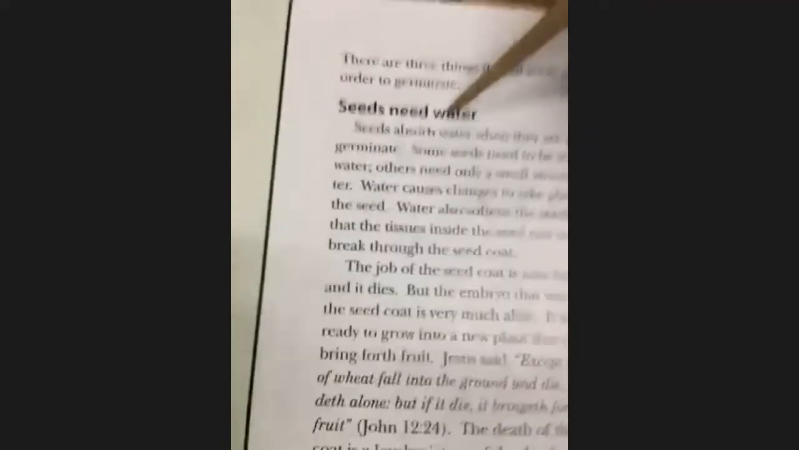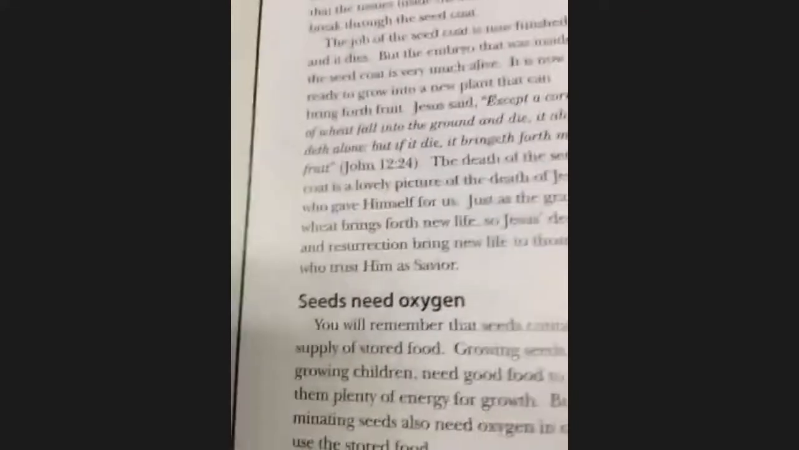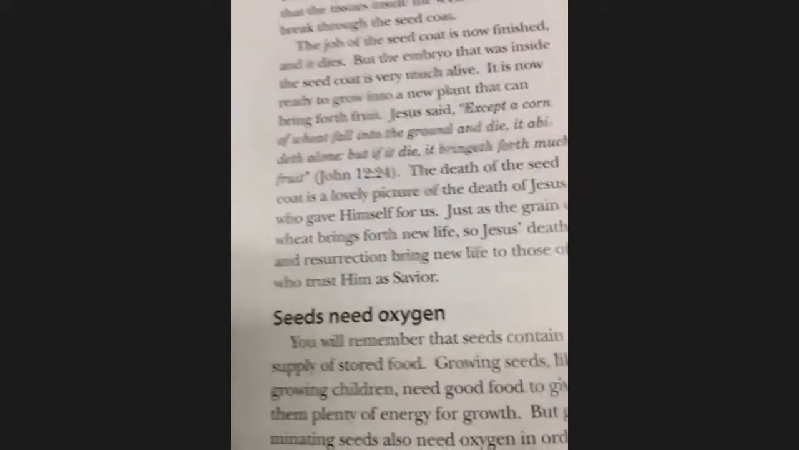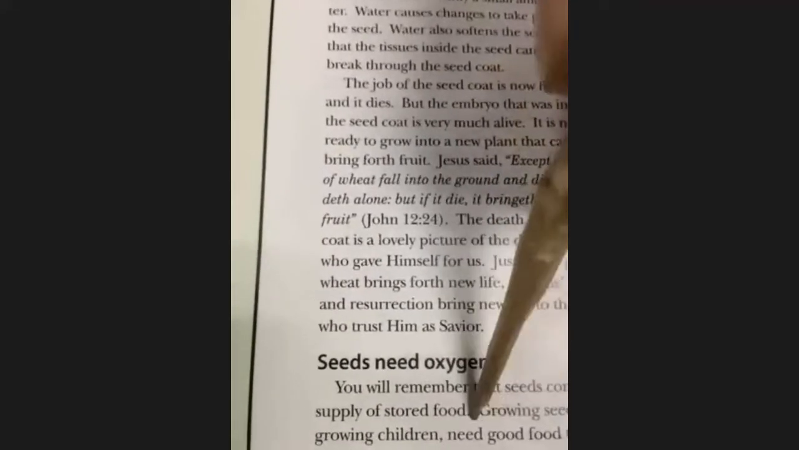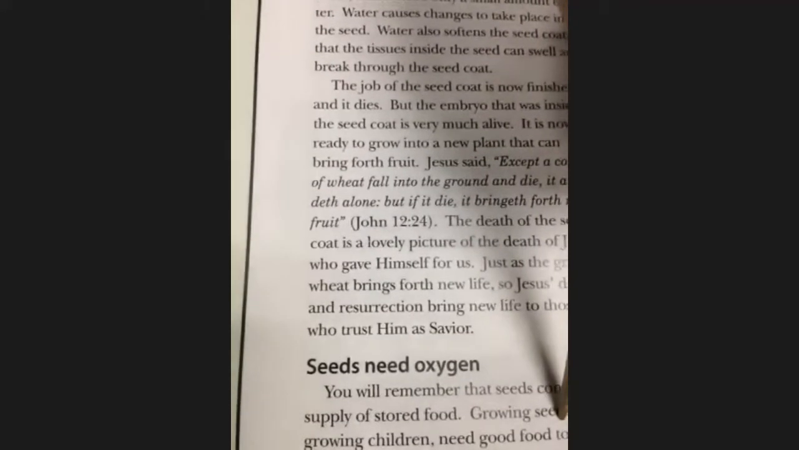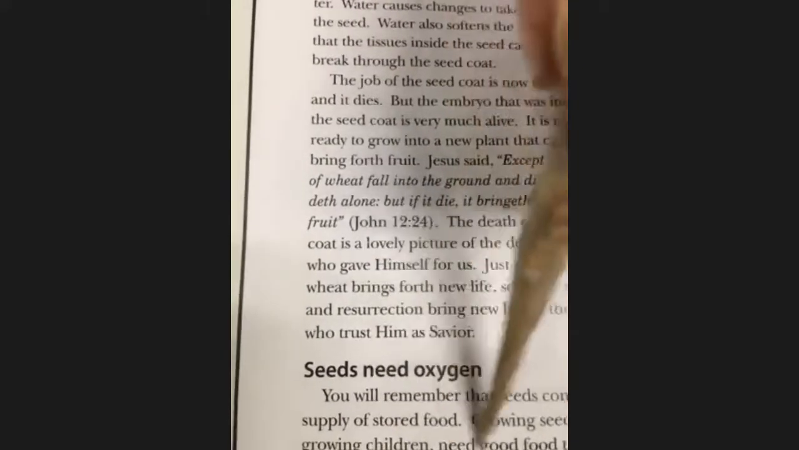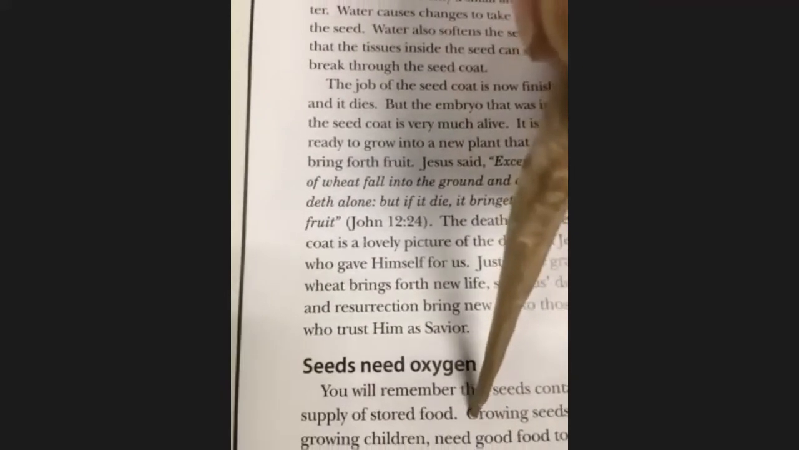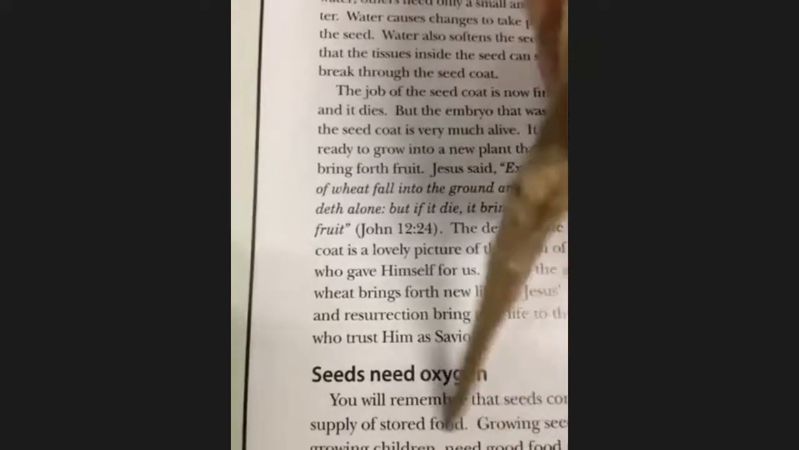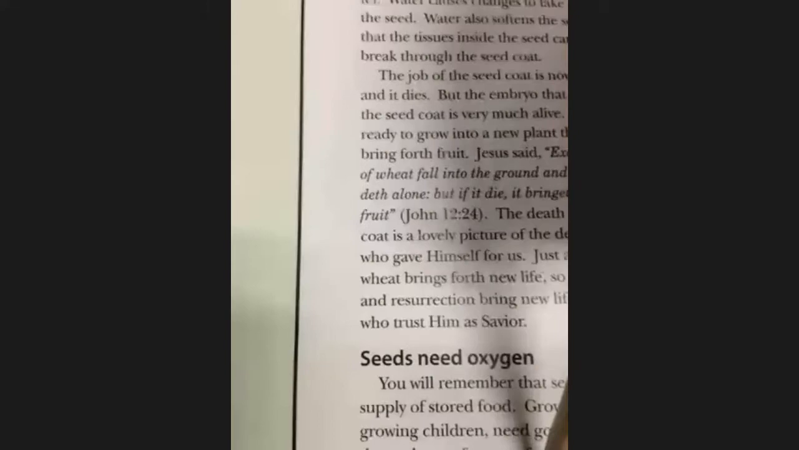Seeds need water, but seeds also need oxygen. A plant cannot grow without oxygen. It needs air. Oxygen, the actual gas in the air that it needs to grow, to germinate, okay? And it needs that oxygen in order to use that stored food that is in the seed.